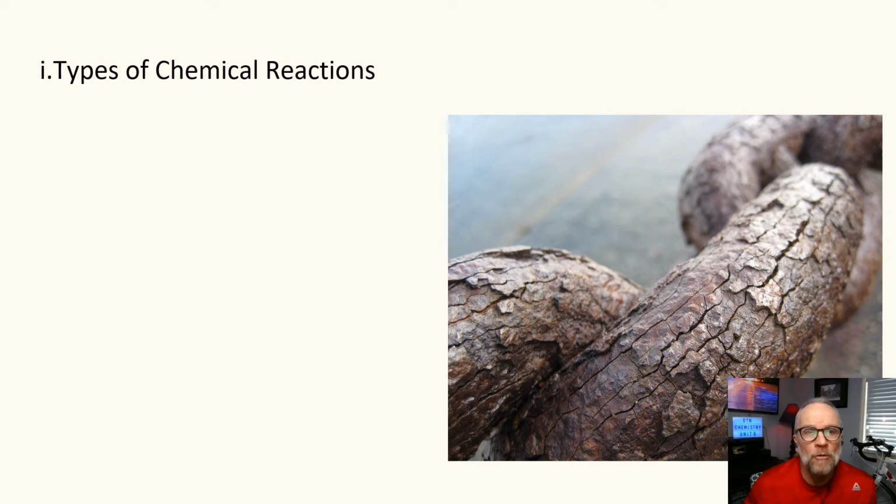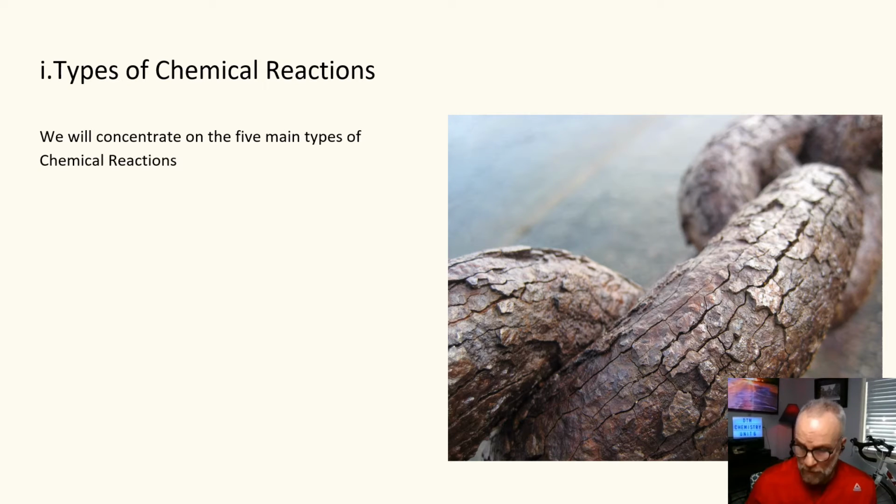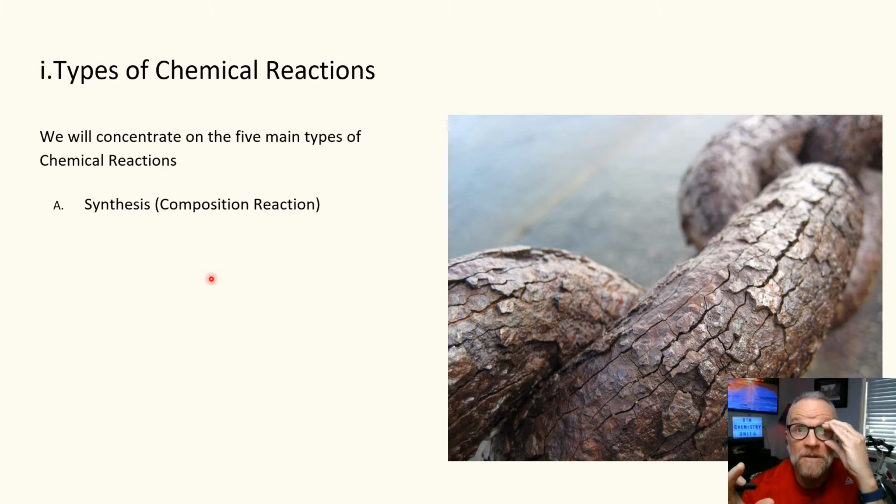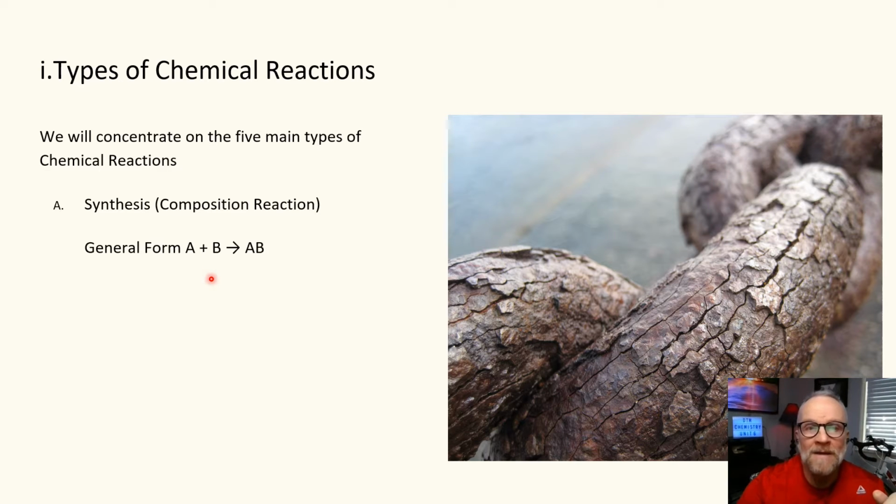So, types of chemical reactions. The first, we'll concentrate on the 5 main types of reactions. And this is the first one, synthesis, or a composition reaction. And you can kind of think of this one as being like a musical composition. You make one composition of lots of different notes. And in this reaction, it takes the general form of A plus B is equal to AB.